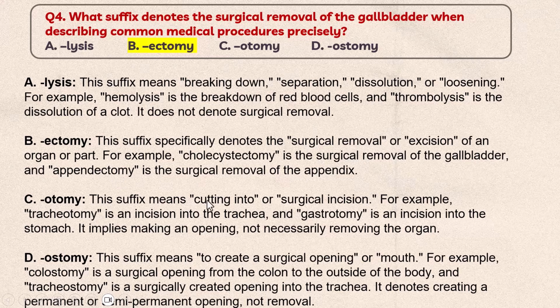Otomy: this suffix means cutting into or surgical incision. For example, tracheotomy is an incision in the trachea and gastrotomy is an incision into the stomach. It implies making an opening, not necessarily removing the organ. Ostomy: this suffix means to create a surgical opening or mouth. For example, colostomy is a surgical opening from the colon to the outside of the body, and tracheostomy is a surgically created opening in the trachea. It denotes creating a permanent or semi-permanent opening, not removal.